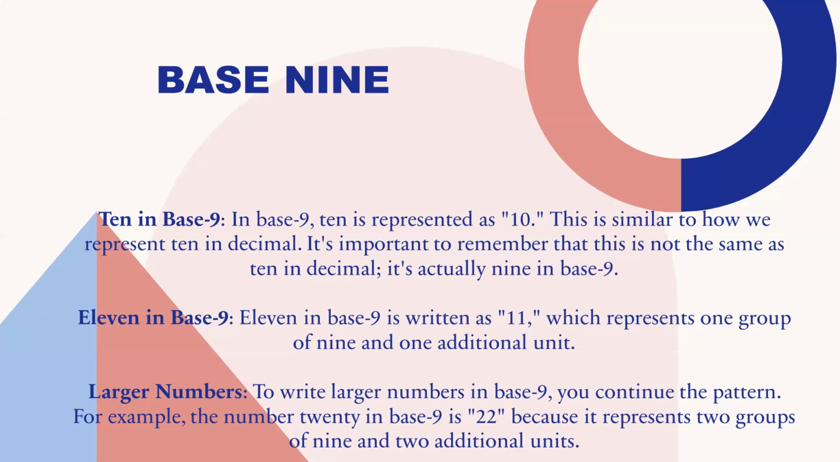1, 1, 0. Good. 1, 1, 1. After 1, 1, 1, you are done with all 3 digits. Then you go to 4 digits. 1, 0, 0, 0. Then 1, 0, 0, 1. Then 1, 0, 1, 0. 1, 0, 1, 1. 1, 1, 0, 0.